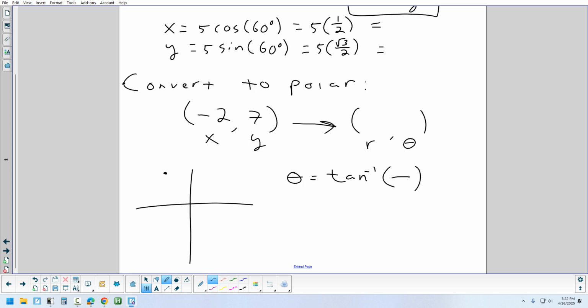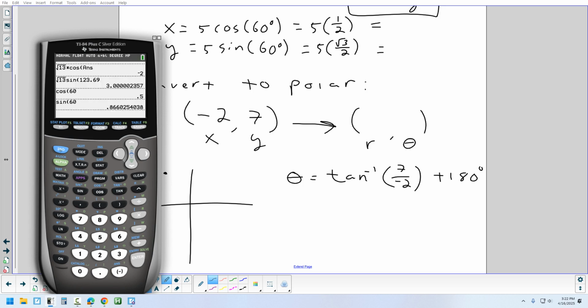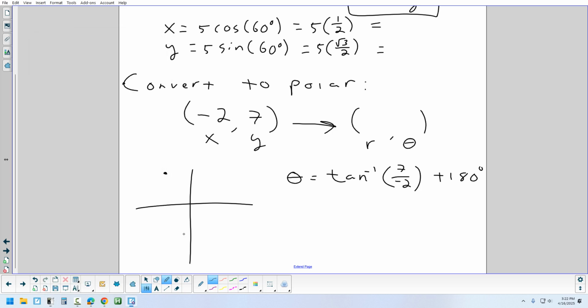7 over negative 2. Now, because we're in quadrant 2, we need to do one more thing with that formula. What do we have to do? If we forget this, it will be wrong. Yeah. Is it add 180? If we're in degrees, we need to add 180. Or if we're working in radians, we need to add pi. Yep. So let's take the inverse tangent of 7 divided by negative 2. And then we can add 180. And you should get 105.95. That's your angle.